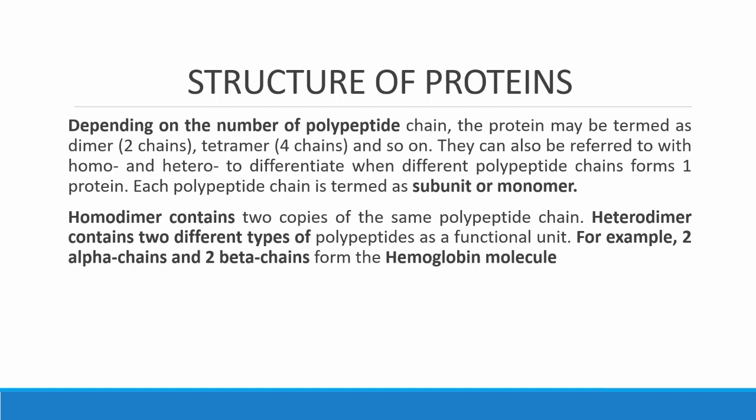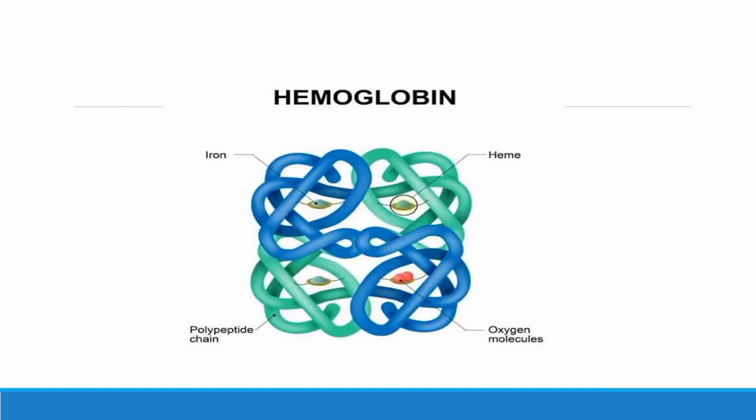Now we go to the example of hemoglobin. It has 4 polypeptide chains, 2 beta chains and 2 alpha chains. Now from this you can say it has a heterotetramer quaternary structure. So that is that for hemoglobin. Now we go to the amino acid sequencing of proteins.